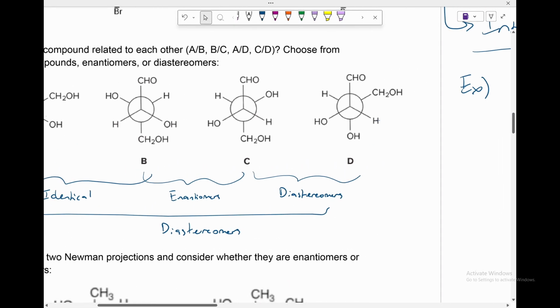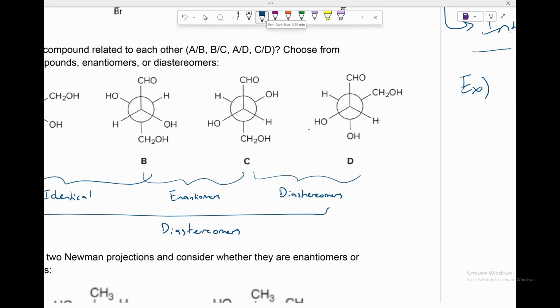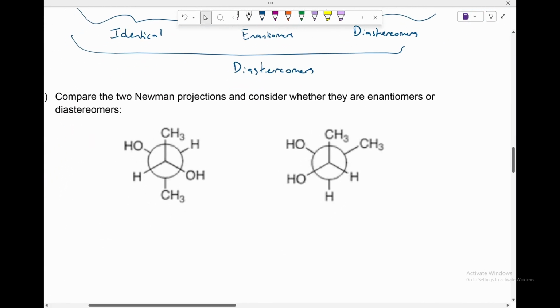I can't really use a mirror, but I can see that the front carbons are the same, and the back carbons, no matter how much I rotate it, can't really be aligned so that C and D look the same. So they're diastereomers, and same with A and D. So hopefully that makes sense.